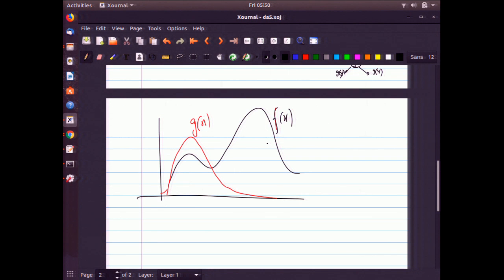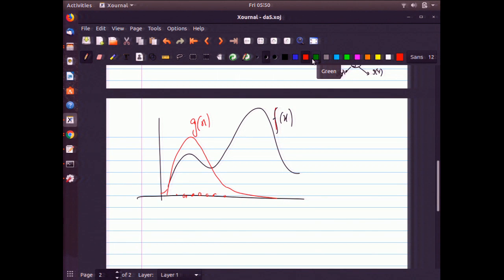This is an importance function, G of X. This is the integrand f of X. What does importance function mean? It means that we are going to use inverse CDF or rejection to generate samples. And we are going to integrate f of X using those samples.